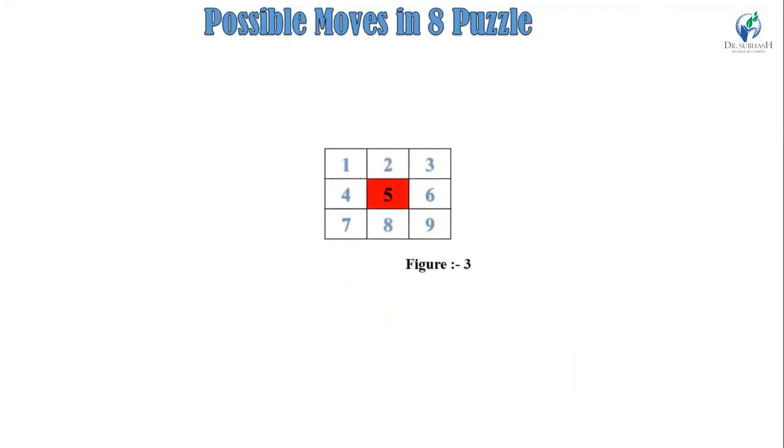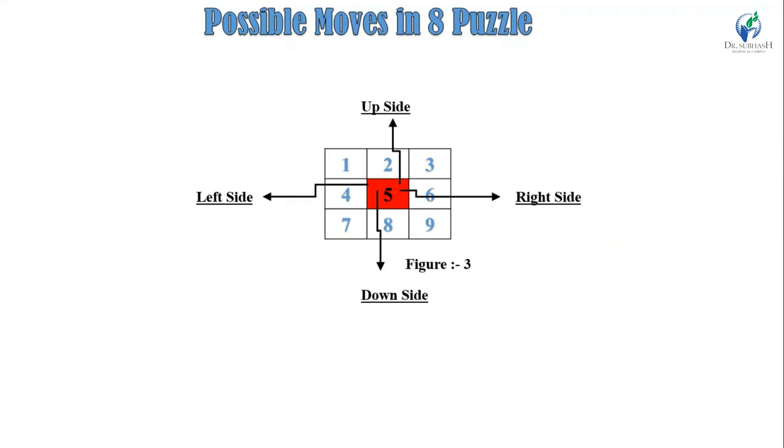Now in figure 3 we can see only one empty space. Consider digit 5 is the empty space. So we can have 4 legal moves for that. Moves are left side, right side, upside and downside. So I hope you can find the legal moves for the empty space.